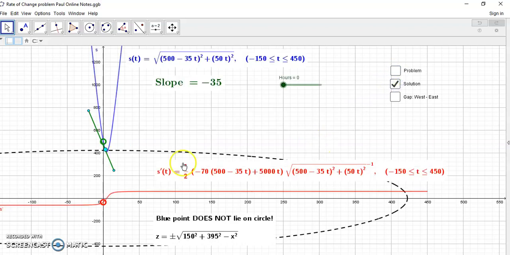So now, really what they're asking you is this. They're asking you, okay, what is the slope at 3 hours? So what is the slope to this blue distance function, which is given by this equation? I've narrowed the interval, but that doesn't matter. So the slope is given by the tangent line to this function at t equals 3.